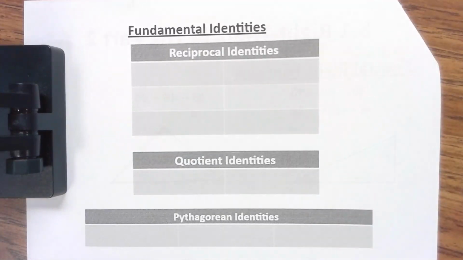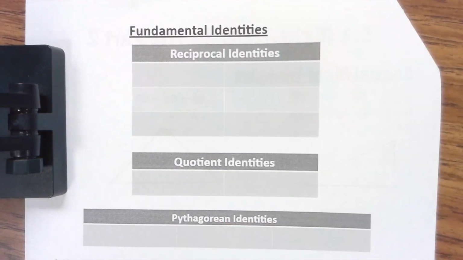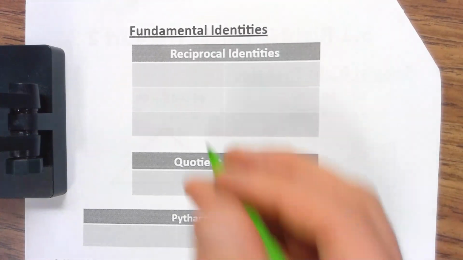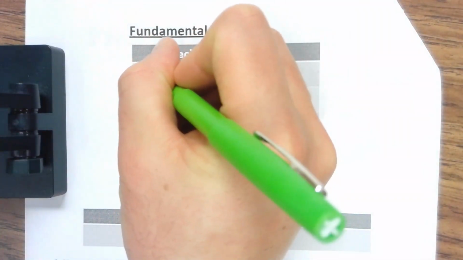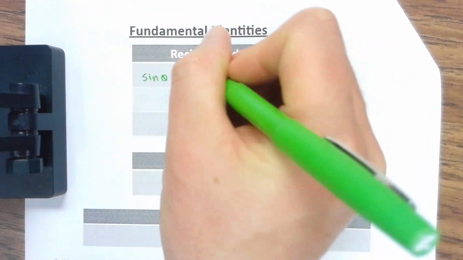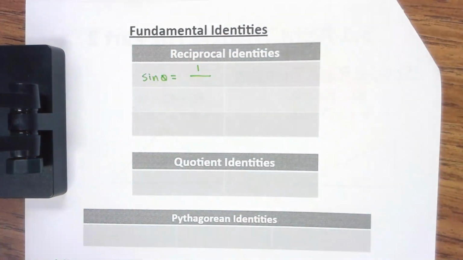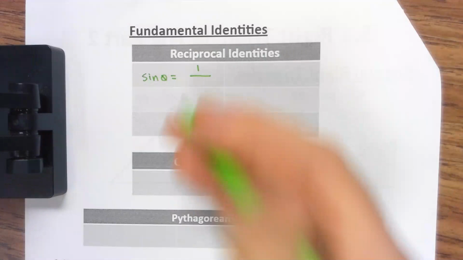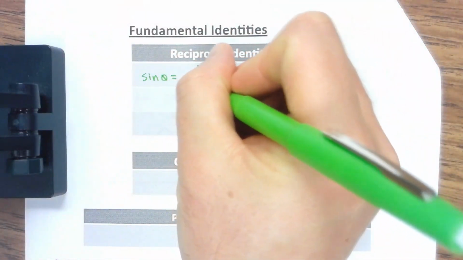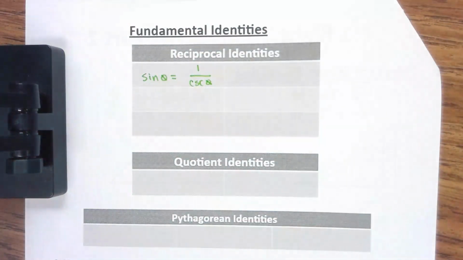So let's fill some of these things in, starting with the reciprocal identities. And what the reciprocal identities do is they take our trig functions and just take the reciprocal function of whatever its reciprocal function is. So we can say that sine of theta is equal to 1 over its reciprocal, which is cosecant. And that's one way to take reciprocals.